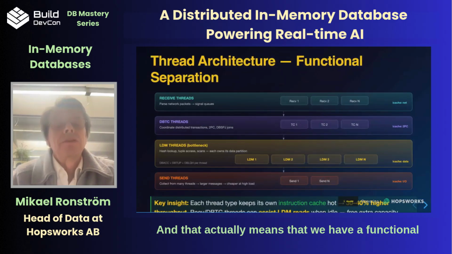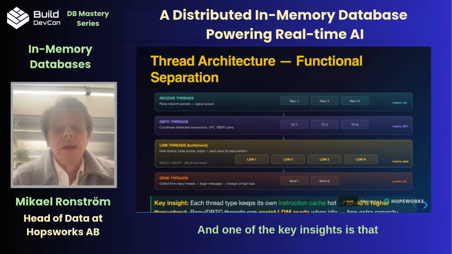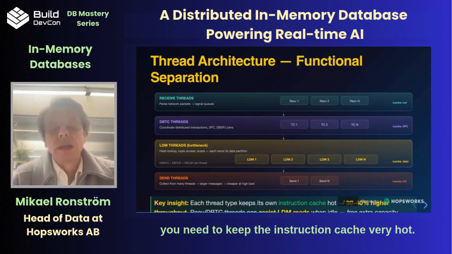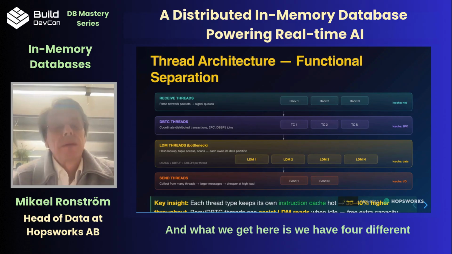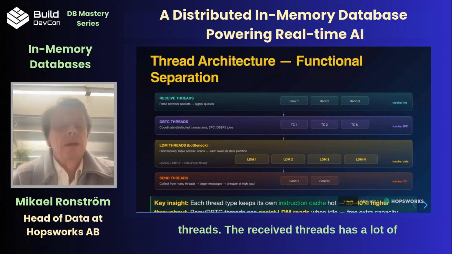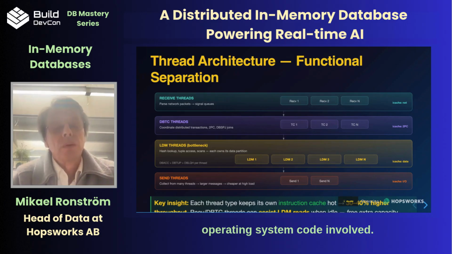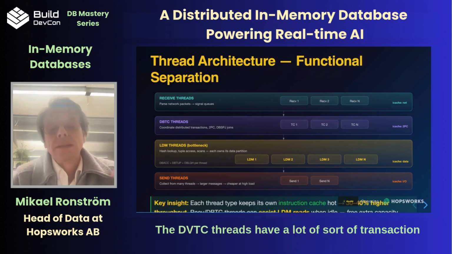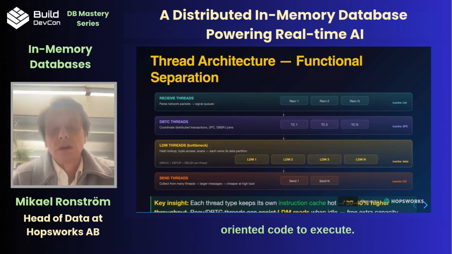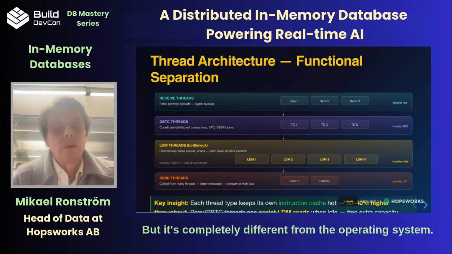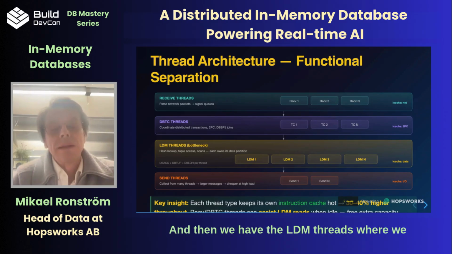And that actually means that we have a functional separation. And one of the key insights is that in order to get best performance, you need to keep the instruction cache very hot. And what we get here is we have 4 different threads. The receive threads have a lot of operating system code involved. The DBTC threads have a lot of transaction-oriented code to execute, but it's completely different from the operating system. And then we have the LDM threads where we have the actual hash, the tuples, the scans, all of the data handling stuff. And that's usually the bottleneck.